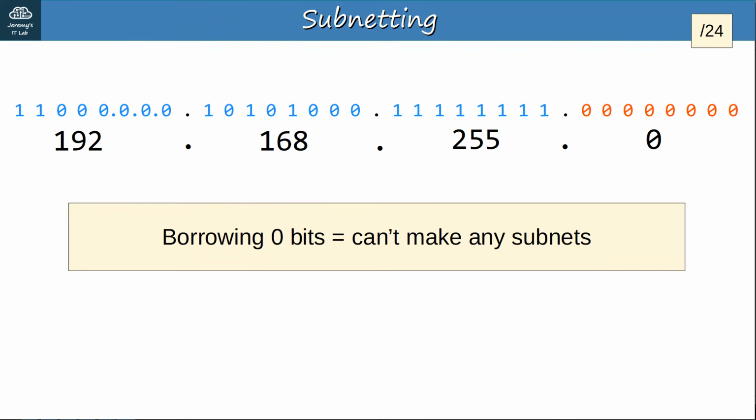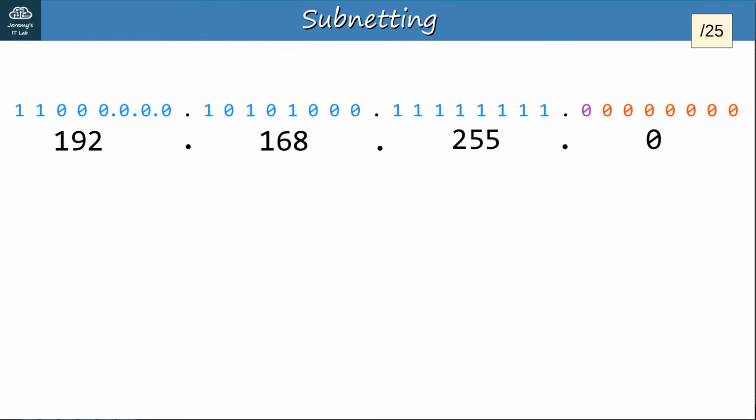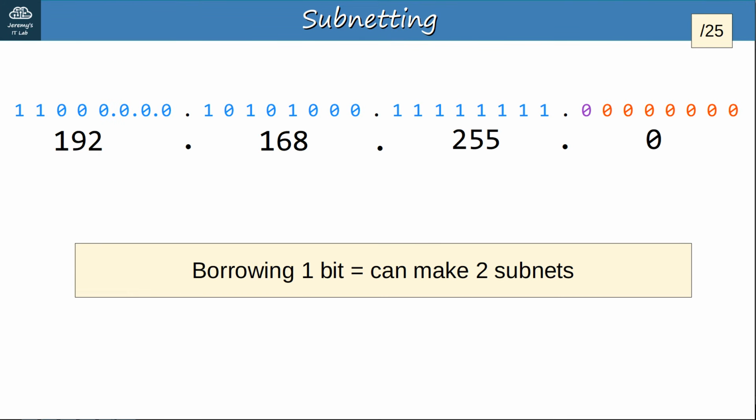Currently, we are borrowing 0 bits from the host portion. That means that we can't make any subnets. We just have one network, 192.168.255.0/24. If we borrow 1 bit, it now becomes a /25 network. Borrowing 1 bit also means we can make 2 subnets.